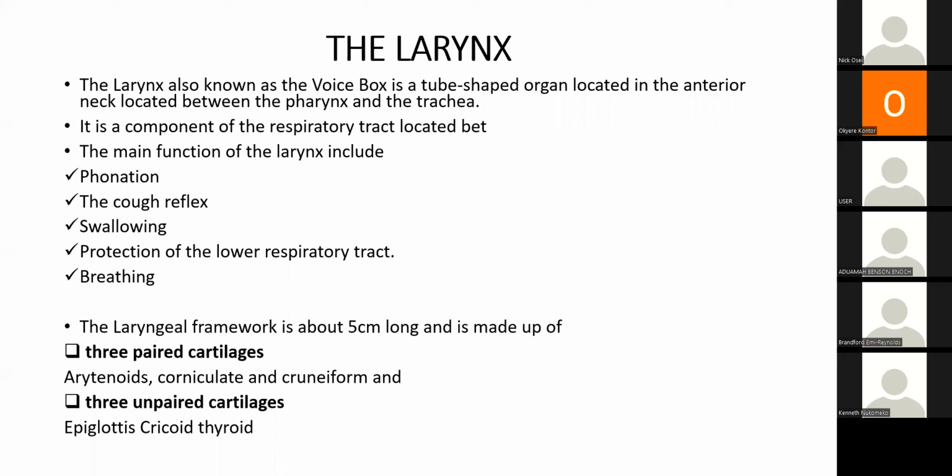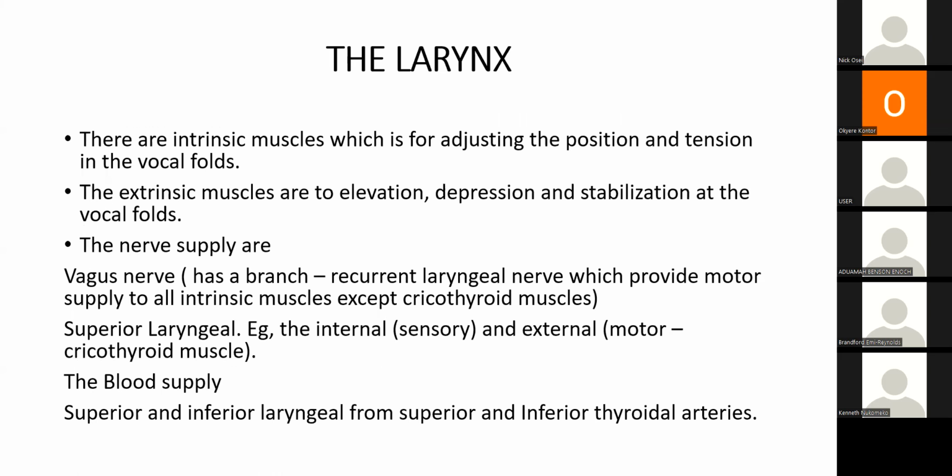We have 3 paired cartilages and 3 unpaired cartilages. There are also intrinsic muscles for adjusting position and tension, and the extrinsic muscles are usually for elevation, depression, and stabilization of the vocal folds. The nerve supply is the vagus nerve, the superior laryngeal nerve, and the blood supply is usually from the superior and inferior thyroid arteries.